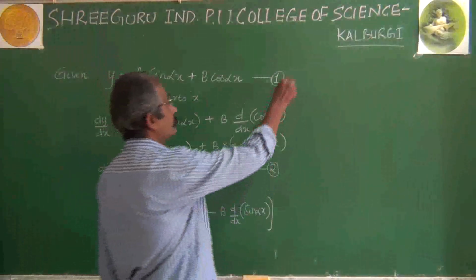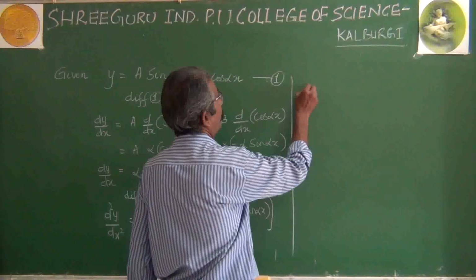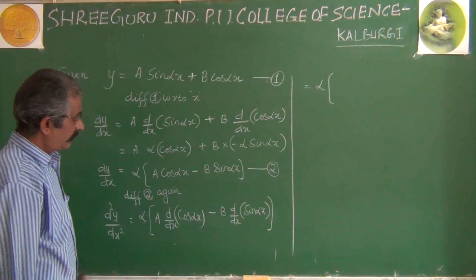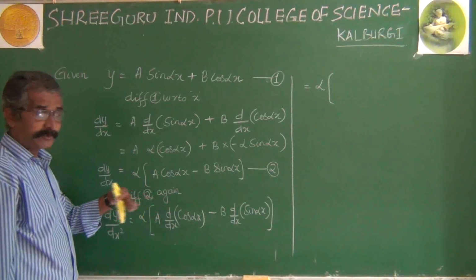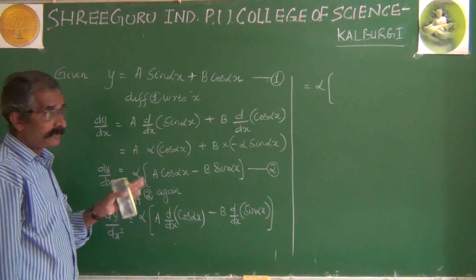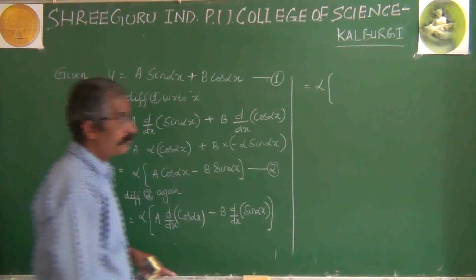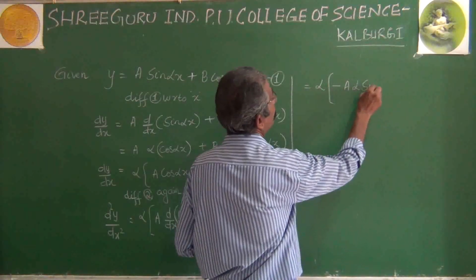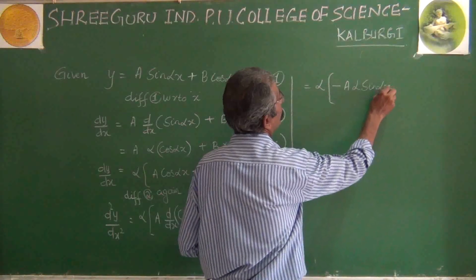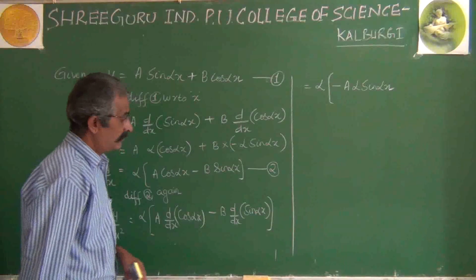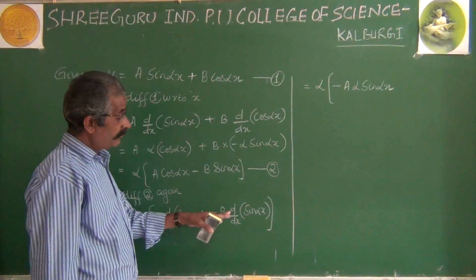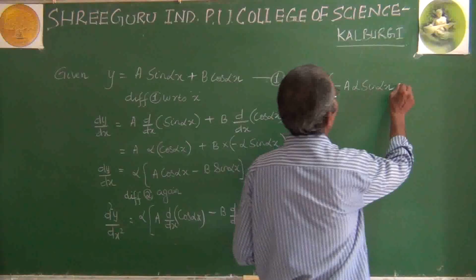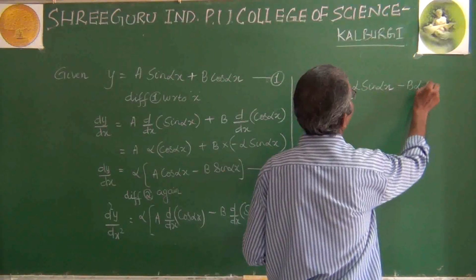Now that is equal to alpha into bracket. Differentiation of cos alpha x means minus alpha sin alpha x, overall becomes minus a alpha sin alpha x. Similarly here, the differentiation of sin alpha x is alpha cos alpha x, means b alpha cos alpha x.